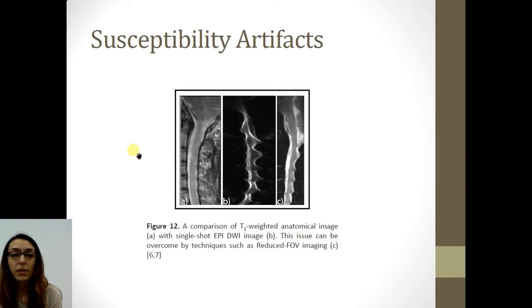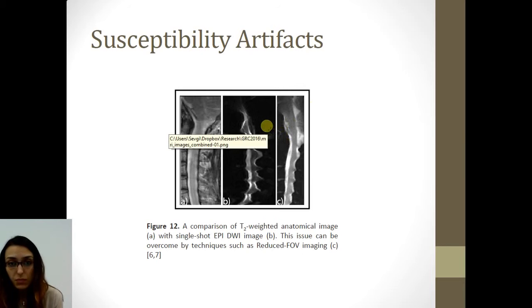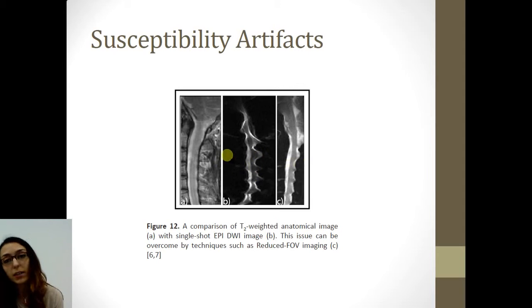Okay, so as an example, this is the T1-weighted image. This is the full field of view diffusion-weighted image of the spinal cord. So you can see that the spinal cord is elongated from left to right, which is an artifact, which is not real. We know this. So to overcome this issue, methods such as reduced field of view imaging can be used, and this is the corrected image.